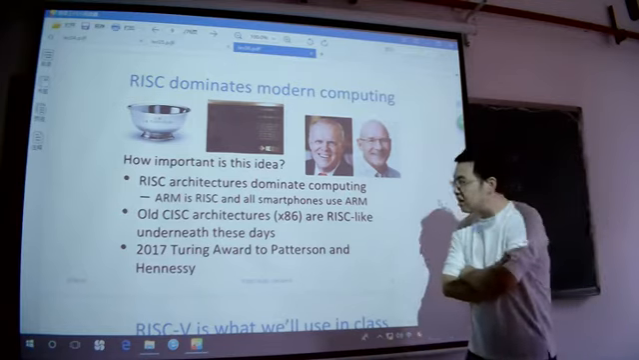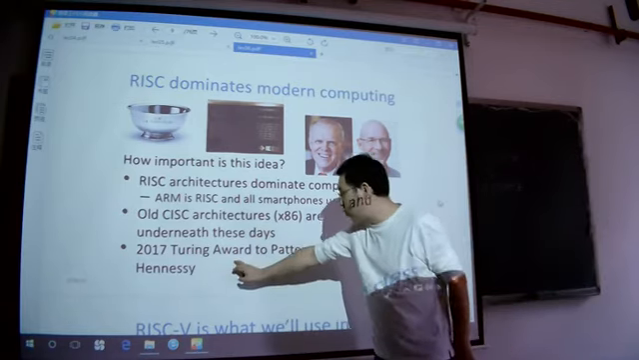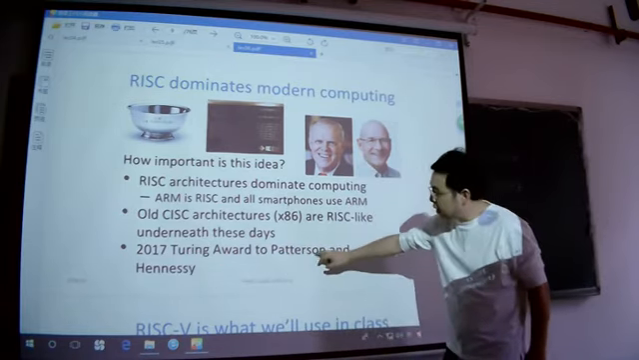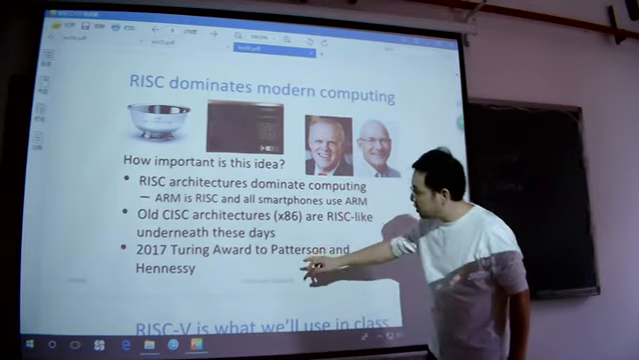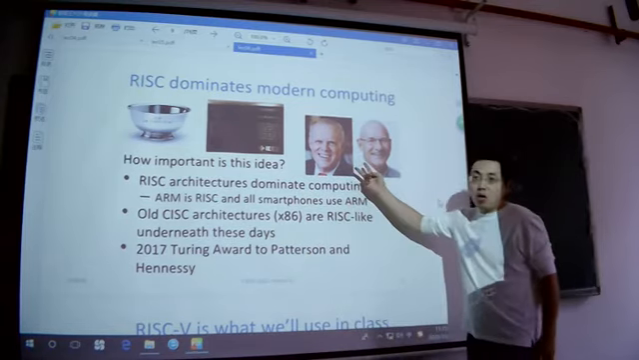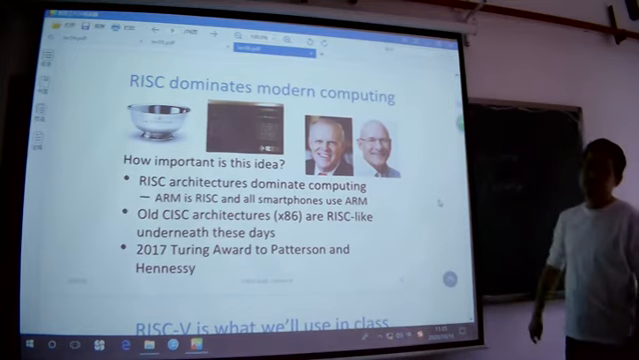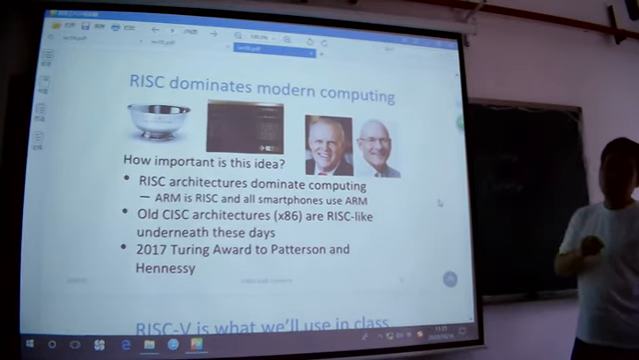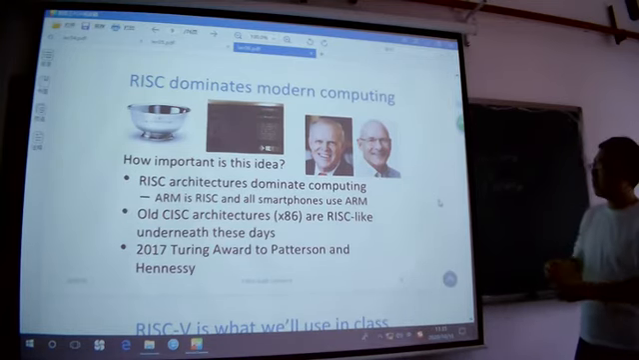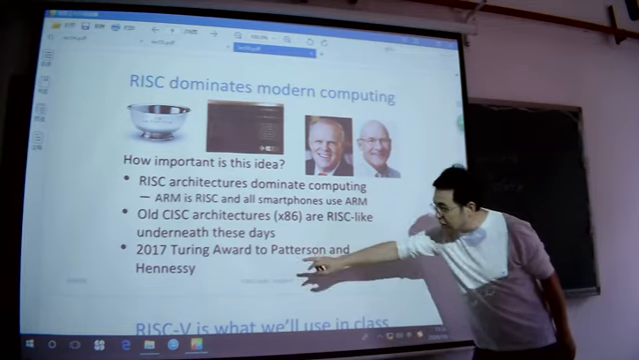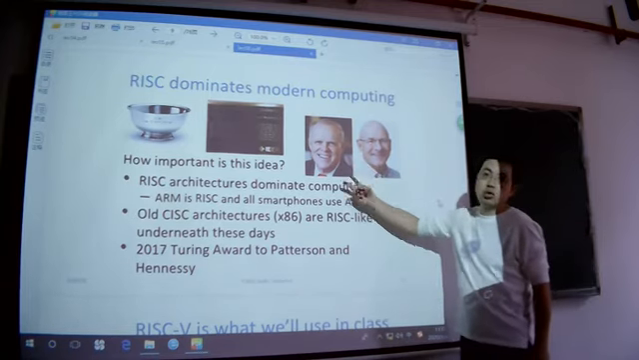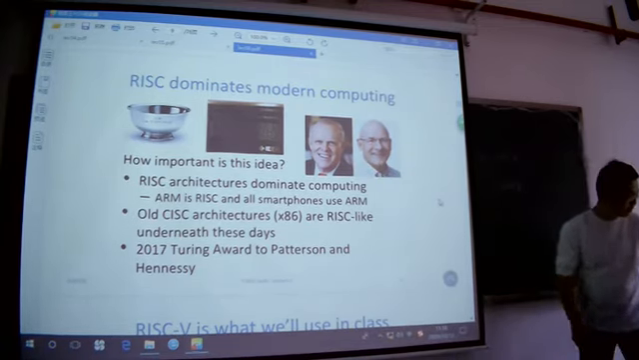In 2017, the Turing Award went to Patterson and Hennessy. Patterson and Hennessy are the authors of the book, so the book is very famous. You can find them on the website or on Google. They are two famous scientists.